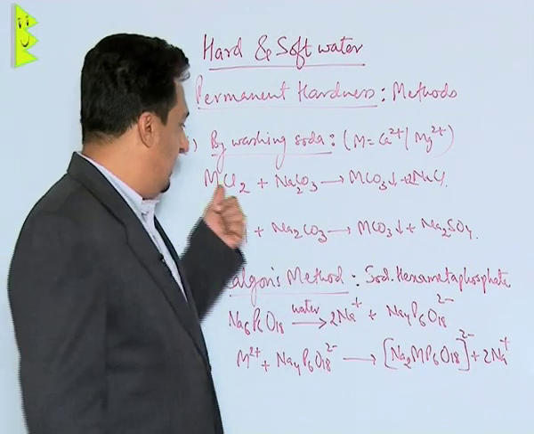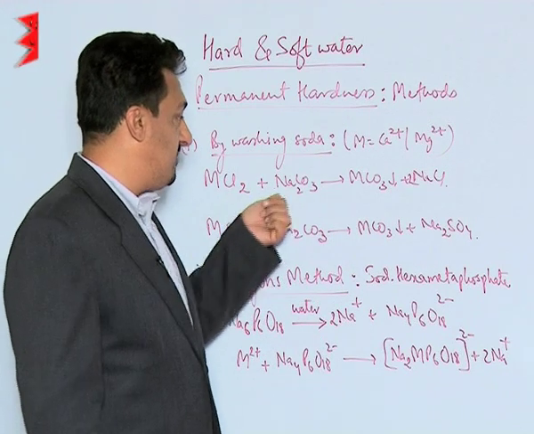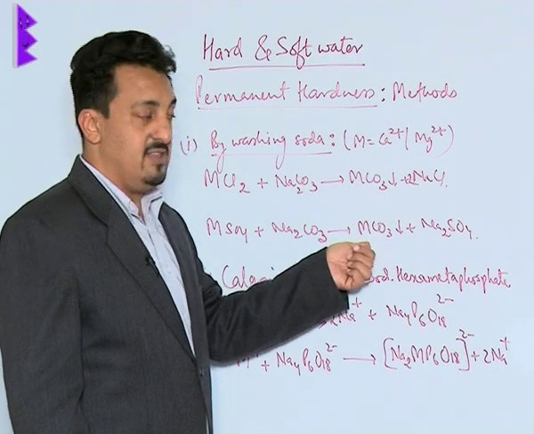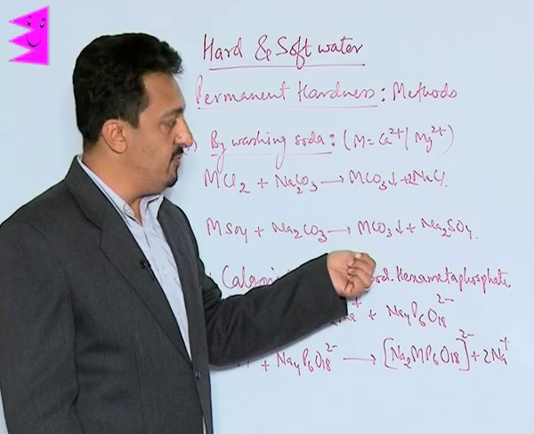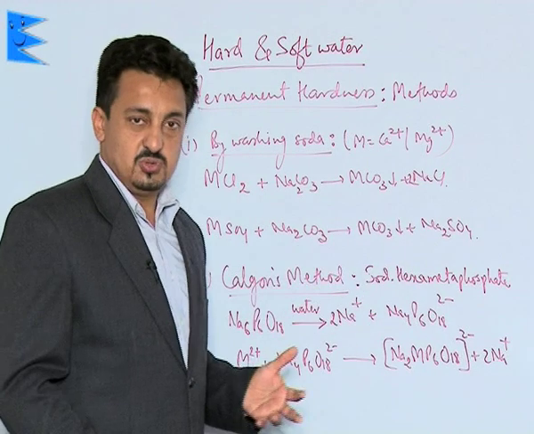I'm repeating again, the chlorides and the sulfates of calcium and magnesium ions, when combined with sodium carbonate, get precipitated out as their carbonates, and this is how the hardness can be removed, and we get NaCl or Na2SO4 that remains in the solution.